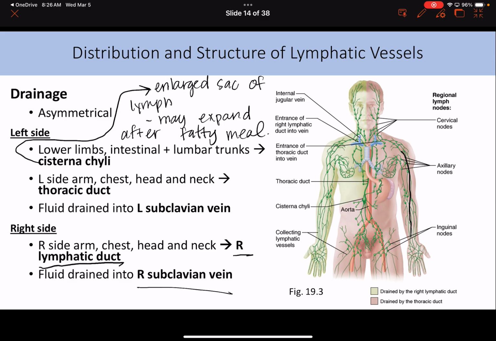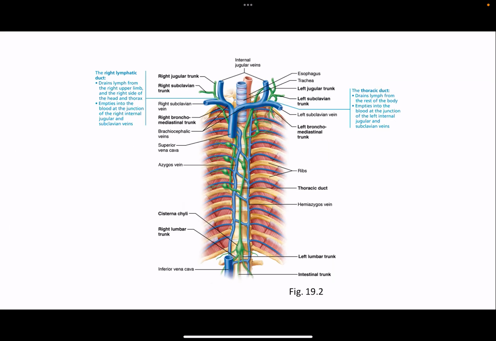Okay, everyone good here? Okay. So you can see this here. The thoracic duct, let me make sure I find it. Here's the cisterna chyli. The thoracic duct goes all the way up and then empties into the left subclavian. The right lymphatic duct is much shorter though. It's just right here.